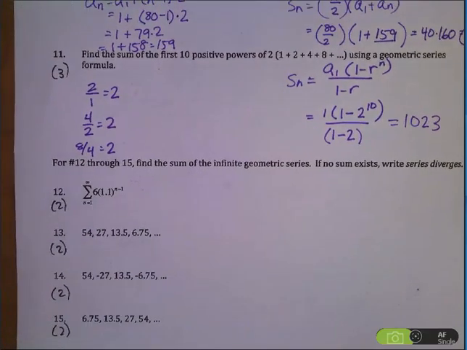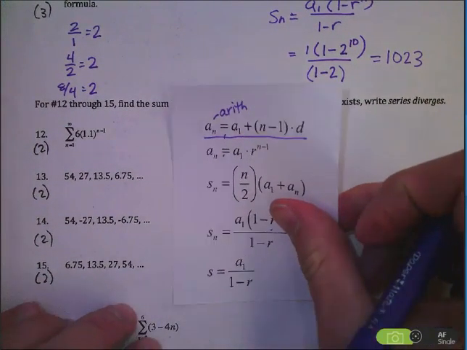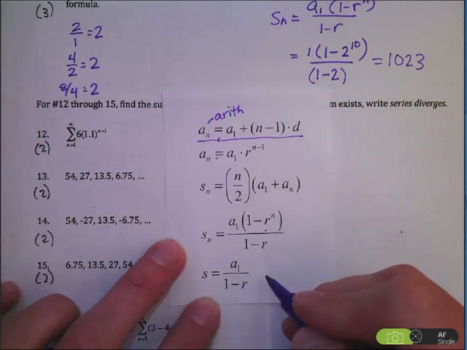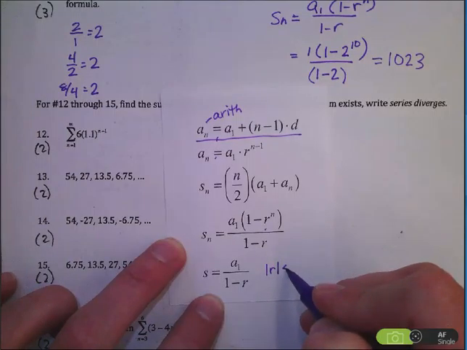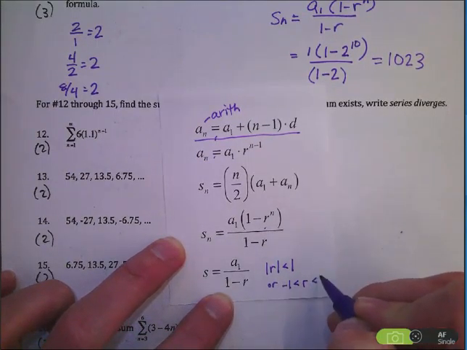To solve 12 through 15, we're going to find the sum of infinite geometric series, which means we're going to use this formula here, s equals a sub 1 over 1 minus r. Remember, you can only use this formula if the absolute value of r is less than 1, which also means that r has to be between negative 1 and positive 1.